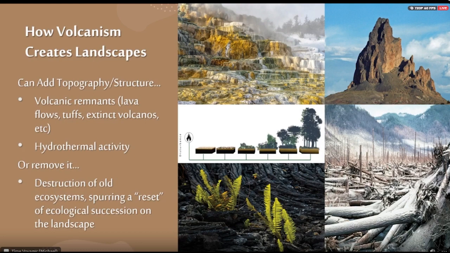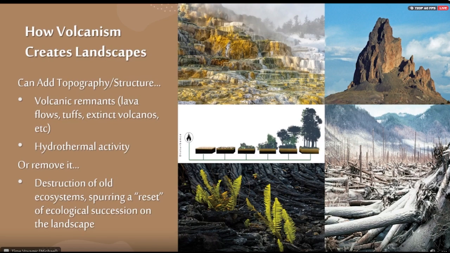It can also remove topography and structure. It can literally destroy older ecosystems and even topography, spurring a reset of ecological succession on the landscape. And, as cool as it is to depict very well-established ecosystems, it's also really interesting to think about cycles of destruction and rebirth on ancient landscapes and how those could be factored into paleoart.